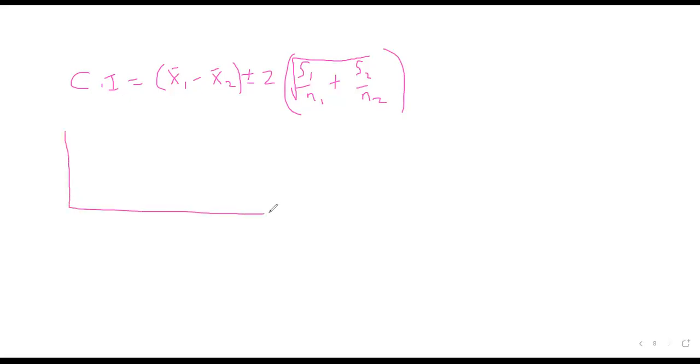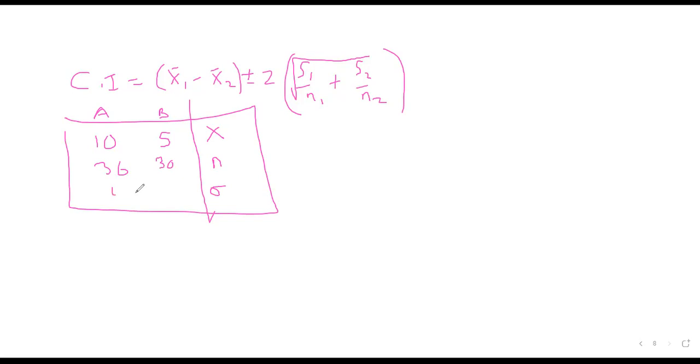So for instance, we have A and B. Here we have the mean and sample size. If our mean A was 10, and the mean B was 5. Here we have 36, and maybe here 30. And we have standard deviation, 6, and here we have 4. Our alpha is 0.02.